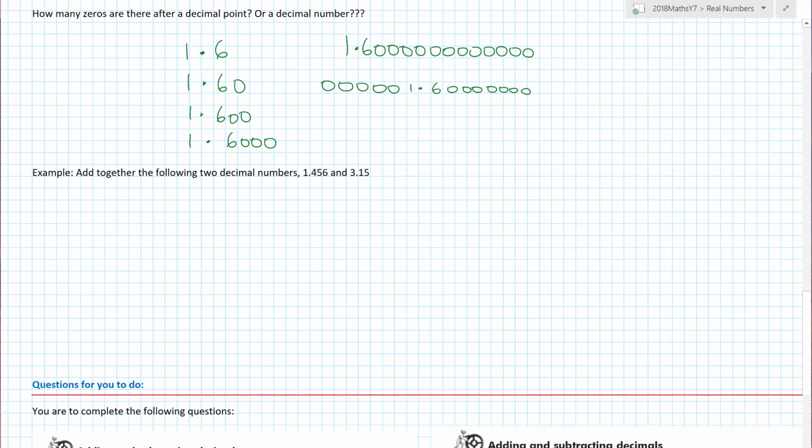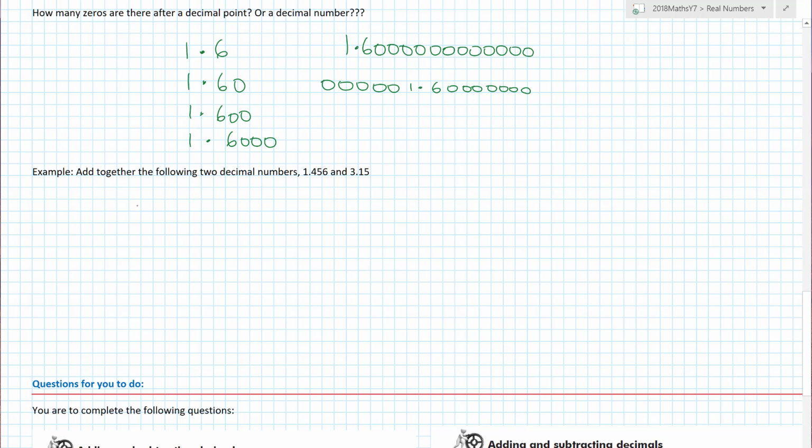So here's an example where we're going to use this. I have 1.456 and I'm going to add 3.15. Well, firstly, we want things done in columns. So I'm going to do 1.456. There's a decimal point there. The 3's before the decimal. There's the 1. There's the 5. Draw the line, do the plus.